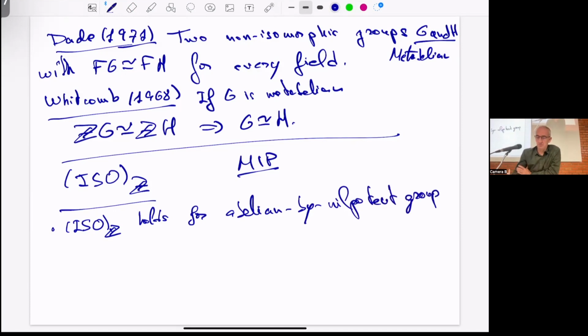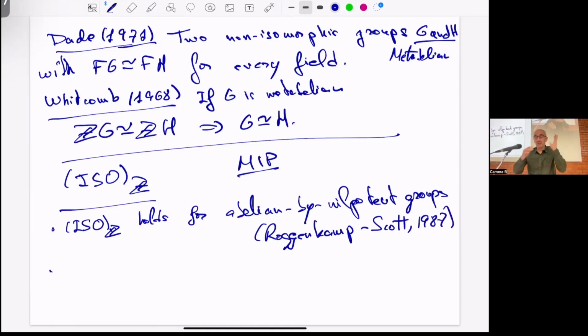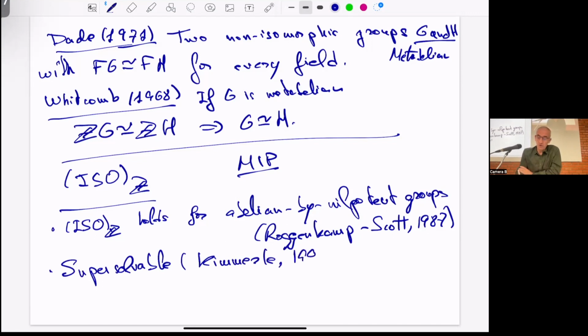Of course, this generalized the result of Whitcomb. This is a result of Roggenkamp and Scott in 1987. And another result that I will mention, but there are many, is the result of Kimmerle: it also has a positive solution for supersolvable groups. However, it doesn't hold in general.